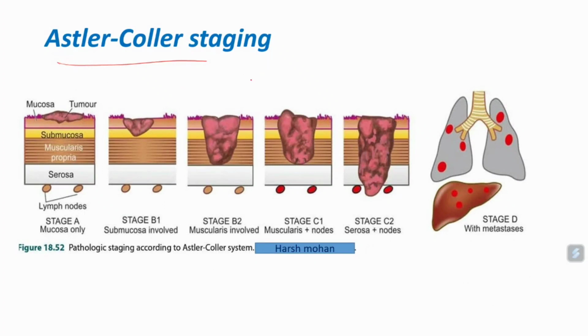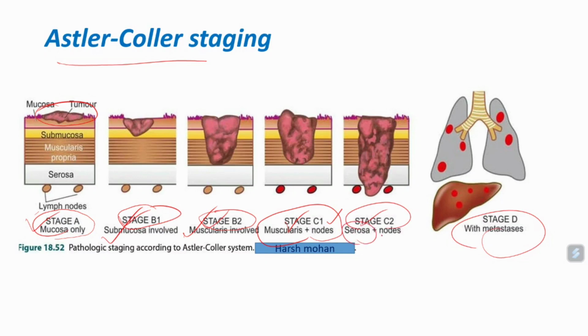Next is the Astler-Coller staging mechanism. This is the advanced method of Duke's classification. In this, we have stage A, stage B1, stage B2, stage C1, stage C2, and stage D. In stage A, only the mucosa is involved. Only tumor is involved in the mucosal layer. In stage B1, the submucosal layer is also involved. In stage B2, muscularis is involved. In stage C1, muscularis with nodes are involved. In stage C2, serosa is involved along with nodes. Here you have to remember C1 is involving the muscularis layer and nodes, and in C2, serosa is involved and nodes are common. You can see the image, it is very clearly visible.